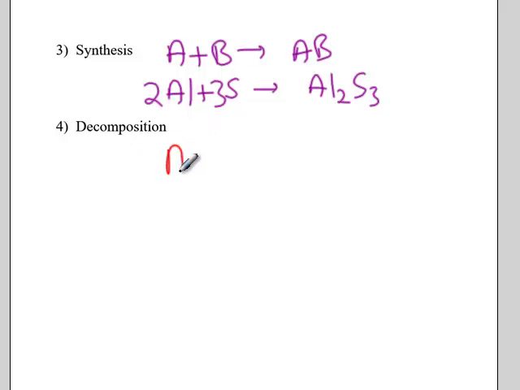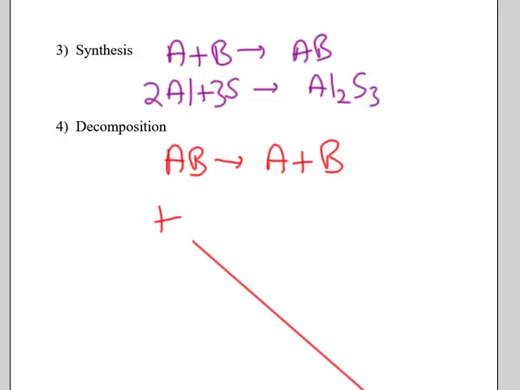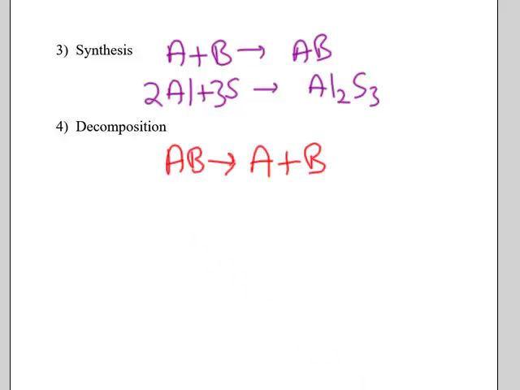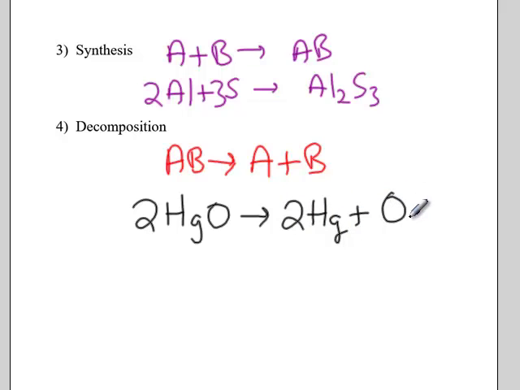Decomposition is basically the reverse of synthesis. We take a big molecule and we break it down into smaller pieces. For example, if you're given this reaction, larger molecule on the left breaks down into two smaller pieces on the right. So that's the opposite of synthesis. That's a decomposition reaction.